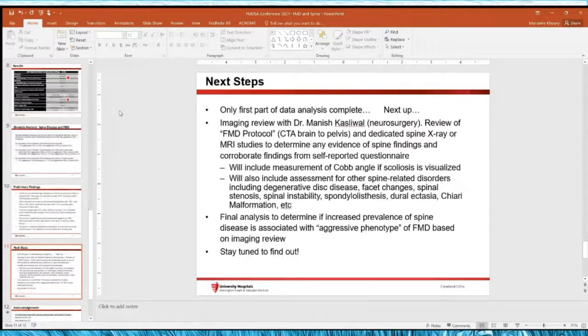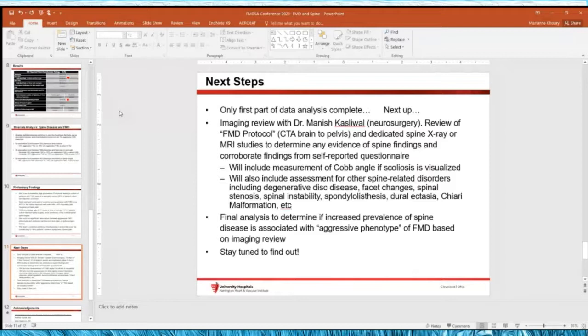So what are the next steps? What we're going to be doing next is working with Dr. Castlewall, who is our neurosurgeon, part of this study team, and we'll be reviewing all the imaging that I mentioned before. We're going to be trying to quantify the degree of scoliosis, and we'll also be including assessment for any other spine-related disorders, such as degenerative disc disease, facet changes, spinal instability, Chiari malformation, which is where the cerebellum part of the brain is a little bit lower than where it should be.